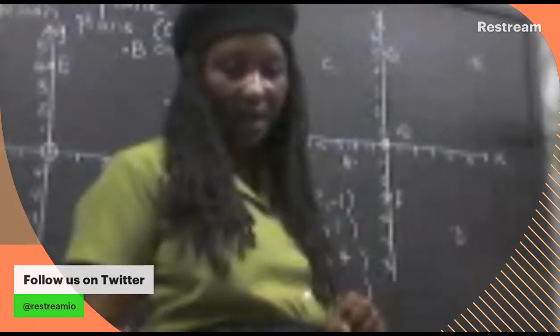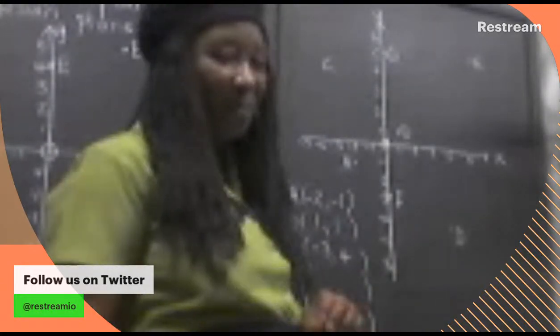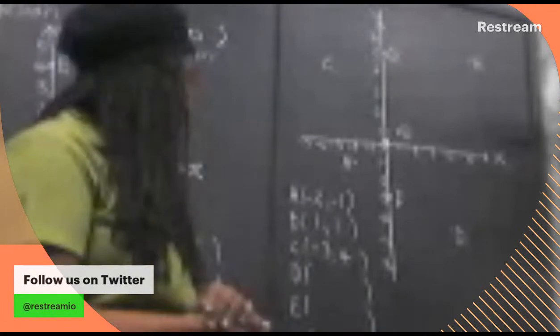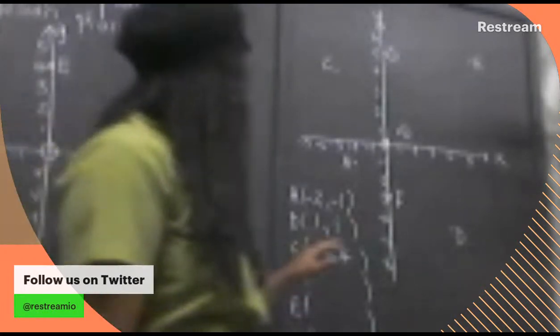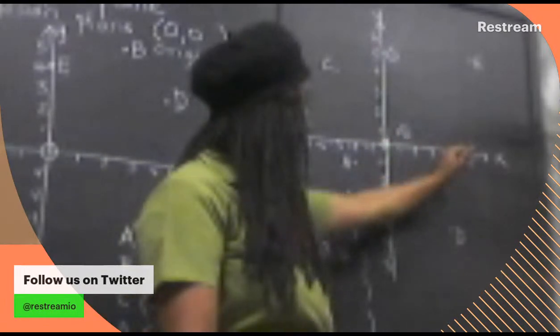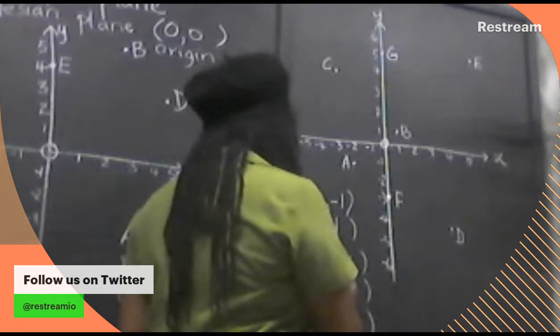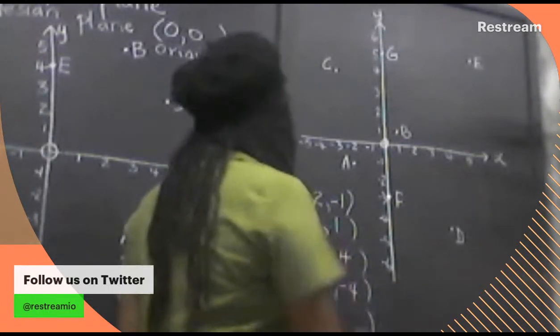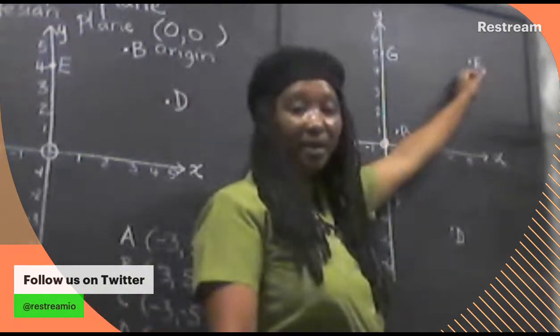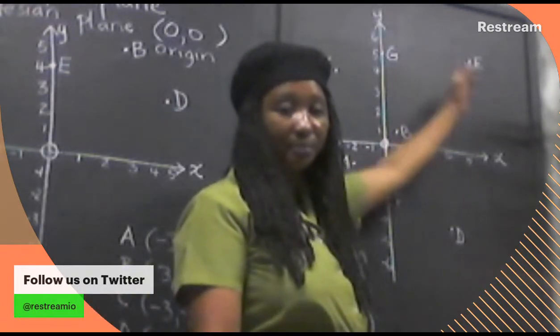Okay, so I see Imani, John, and Amari got their 1, 1. What do you have for D? So for D, we have +4, -4. How about E? So E is all the way over here in quadrant 1.